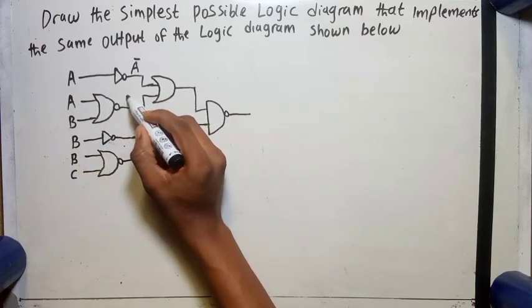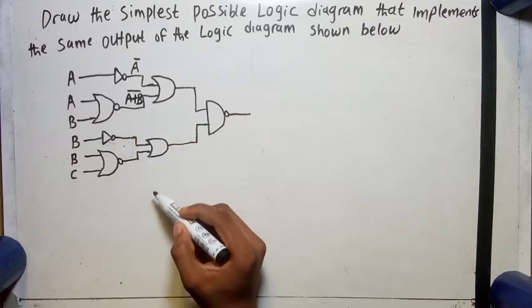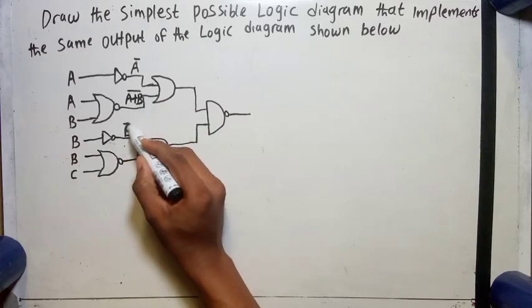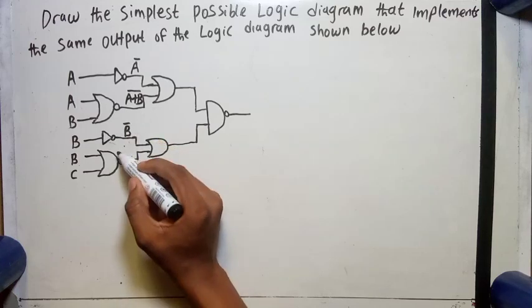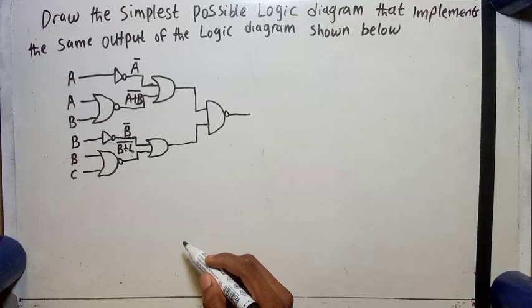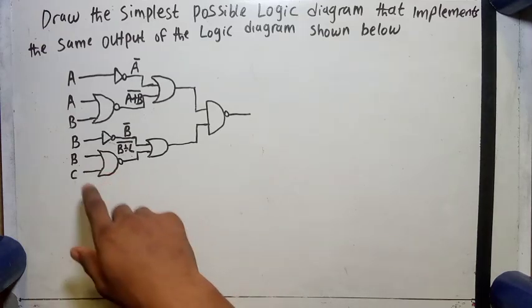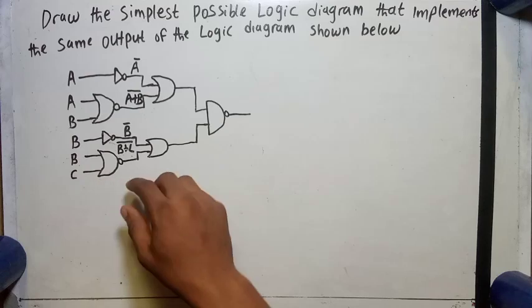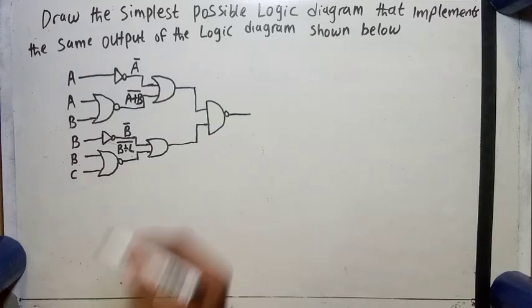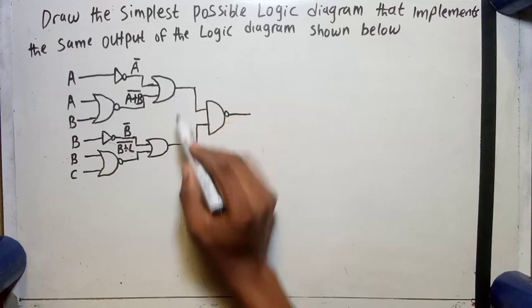This is going to be A plus B, OR bar. Here is going to be B bar. This is another NOR gate. Here is going to be B plus C, OR bar. For this one, this is a NOR gate. When you add these two, you bar all of them due to this NOT here. So beware of this. This is different from this.